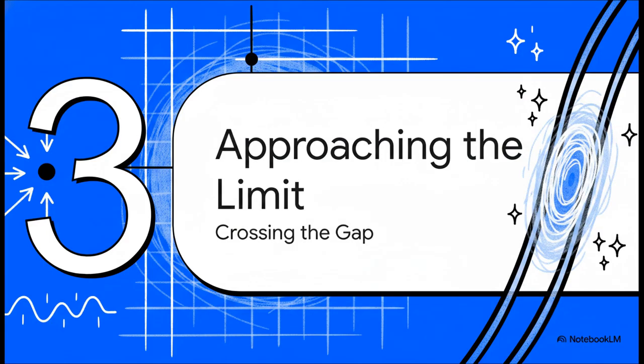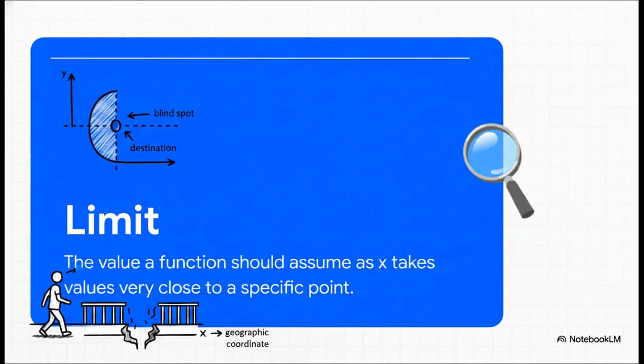Which brings us to Section 3. Approaching the limit, crossing the gap. So, to safely cross this division by zero gap without breaking the fundamental rules of mathematics, we need to introduce a brand new, incredibly powerful concept.